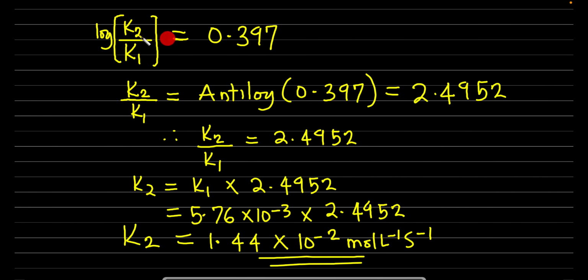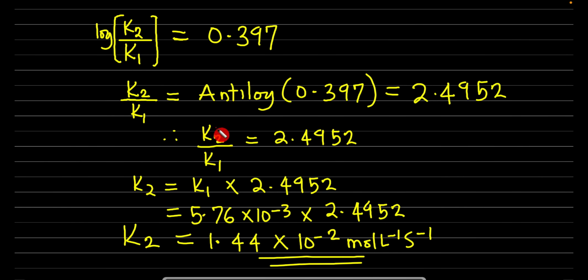Now recall, for us to make this one stand alone, anytime anything is attached to a log and you want to get rid of the log, you have to take the anti-log of what we have at the other side. So K2 over K1 now becomes anti-log of 0.397, which is 2.4952. Therefore K2 over K1 equals this.